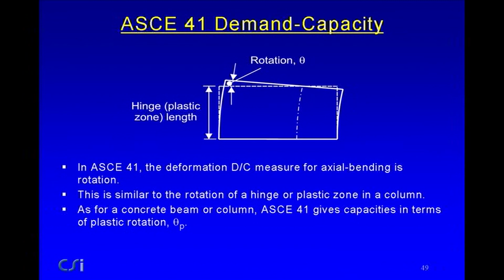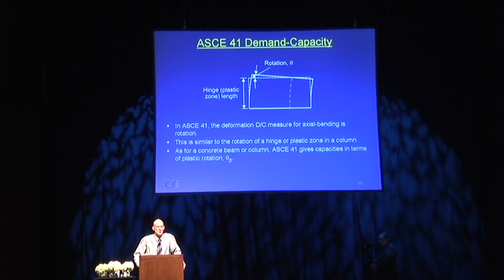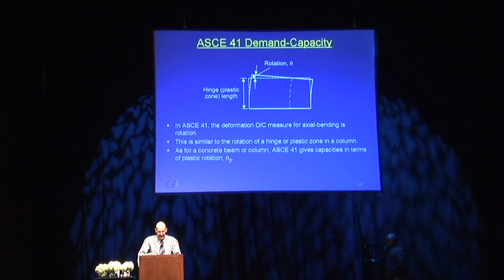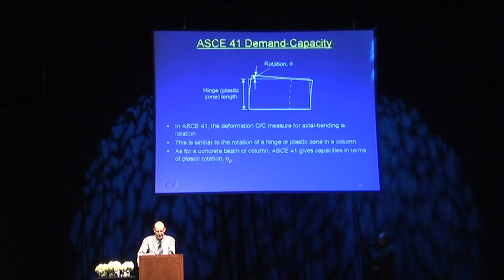In ASCE 41, the demand capacity measure for a wall in axial bending is rotation over this hinge length. Remember, the hinge length is 1/2 the wall width or the story height, whichever is smaller. It's kind of like rotation over a plastic zone length, which is not too different from rotation in a plastic hinge. So in ASCE 41, the deformation demand capacity measure is rotation, similar to the rotation in the hinge or plastic zone. And ASCE gives capacities in terms of the plastic rotation after yield.